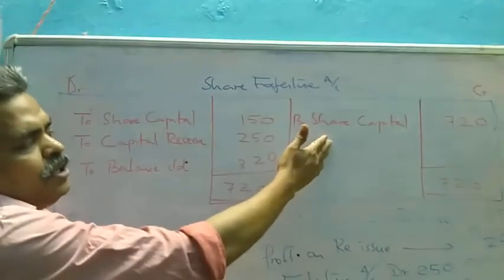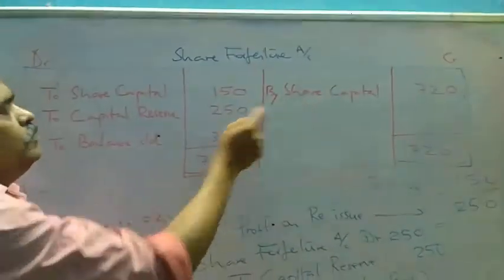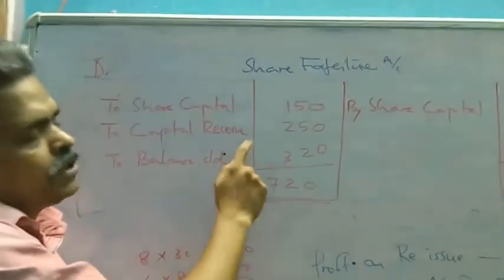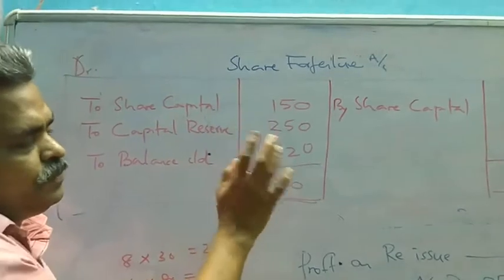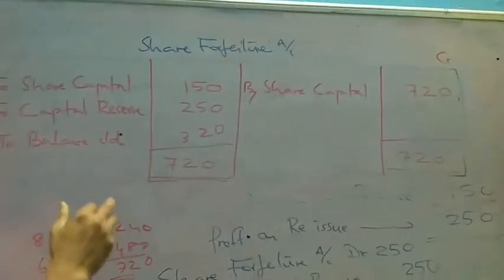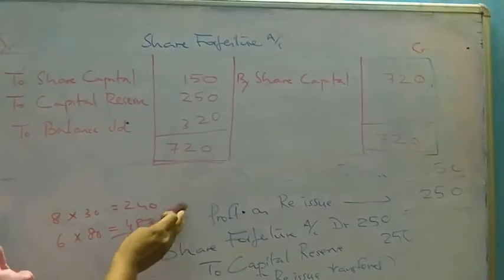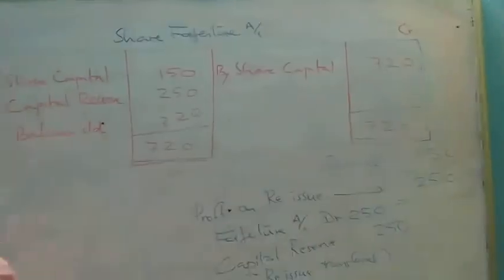First entry by share capital, it is the forfeiture entry. Then to share capital, it is the reissue entry. Then to capital reserve, it is the profit on reissue entry. Credit is more. We have got a balance of 320 rupees in the share forfeiture account. Then we will move to the balance sheet.